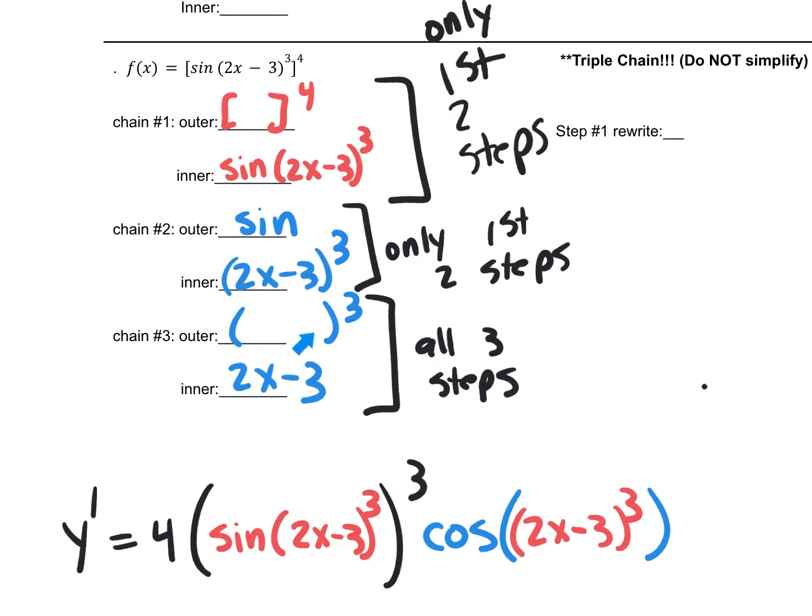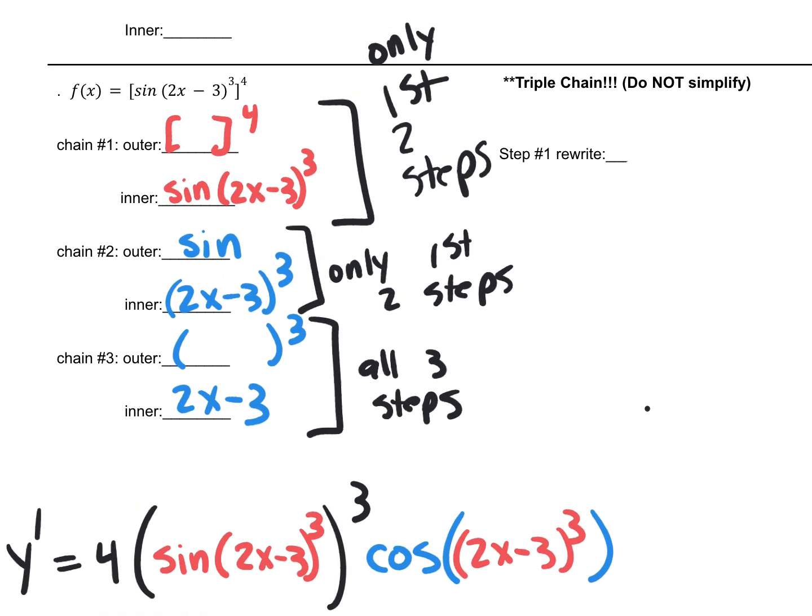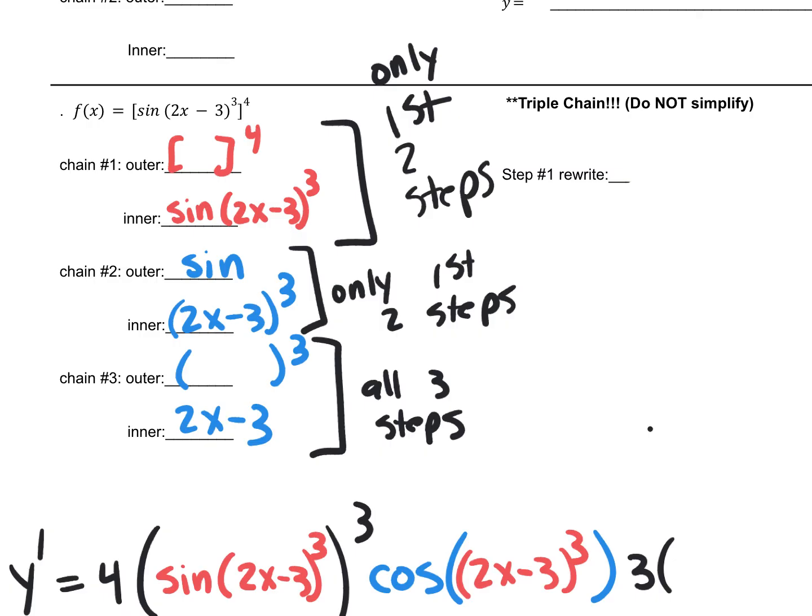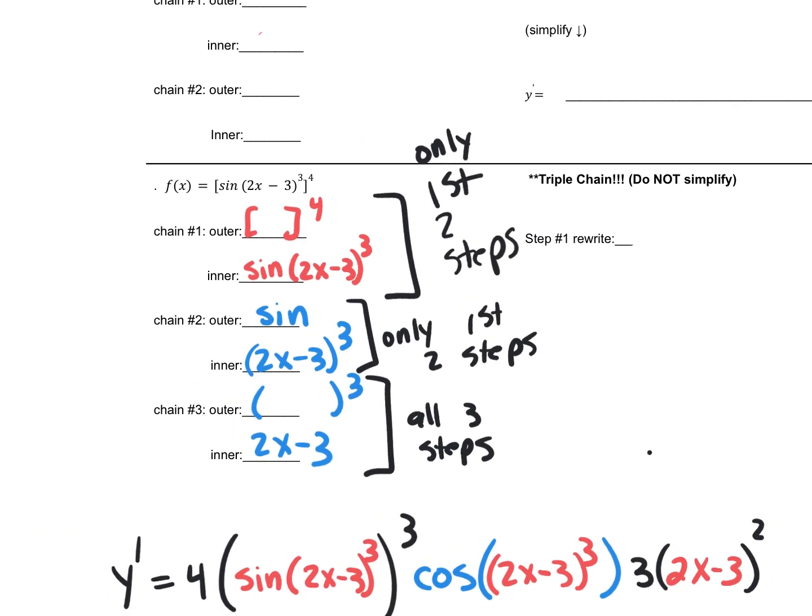Now we start over and we finally get to our third chain. What's the derivative of something to the third? Using the power rule, that is 3 times something to the second. All right, now we plug in the inner as is right here. 2x minus 3. And finally, on the last chain, don't forget the last step. The derivative of the inner function. Using the power rule, the derivative of 2x is 2. The derivative of negative 3 is 0. And 2 minus 0 is 2. So that goes on the end right here.